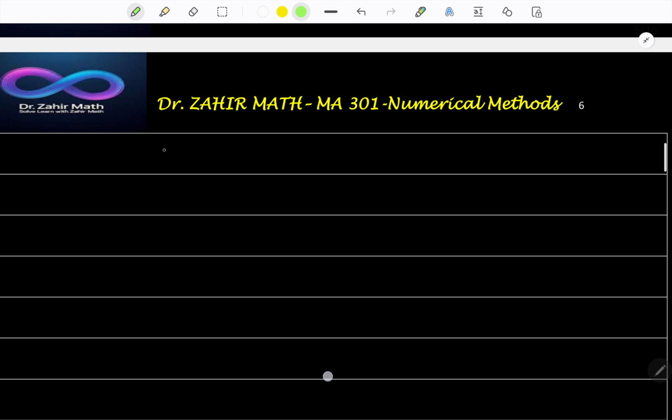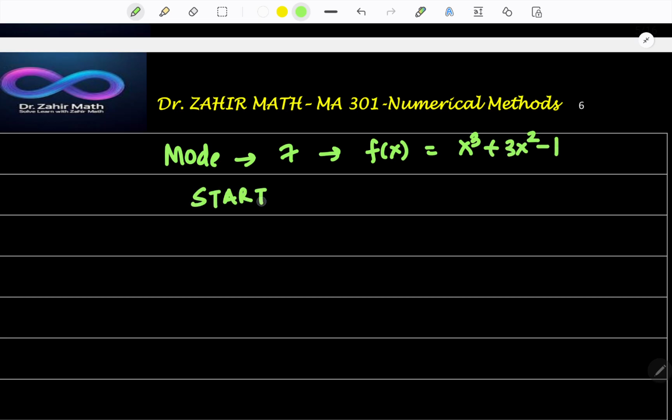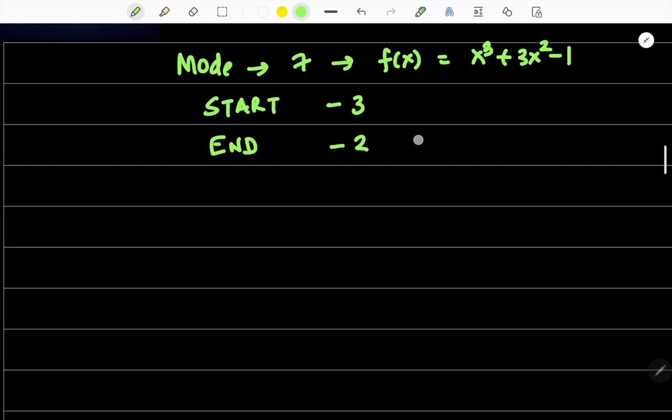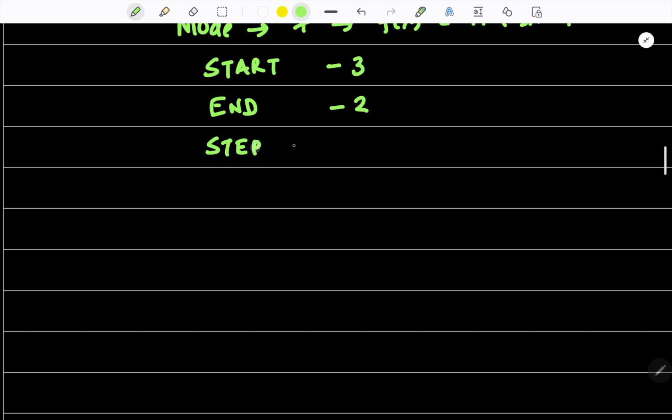What is that? So come on, take your calculator again, restart. Okay, press mode, everybody, and then table number 7, and then press f of x is equal to x cube plus 3x square minus 1. So we are going to use start and end. Start and end, just try to give the same number. Start is minus 3 and end is minus 2, and press the step number is 1. So press the step is equal to 1. Okay, right. And press equal, everything. You will get a table x and f of x.